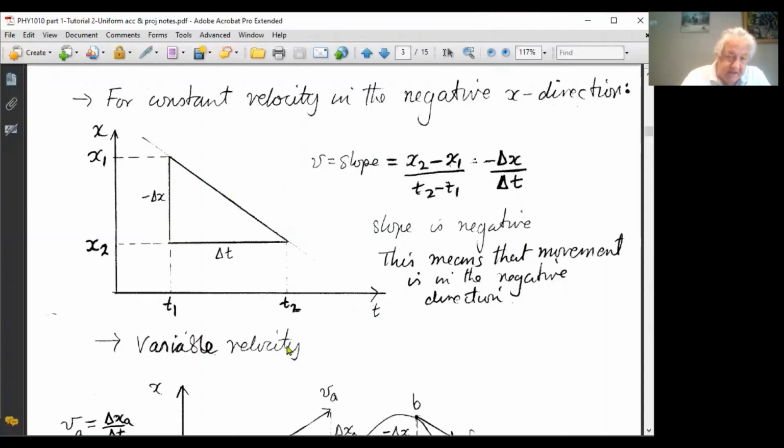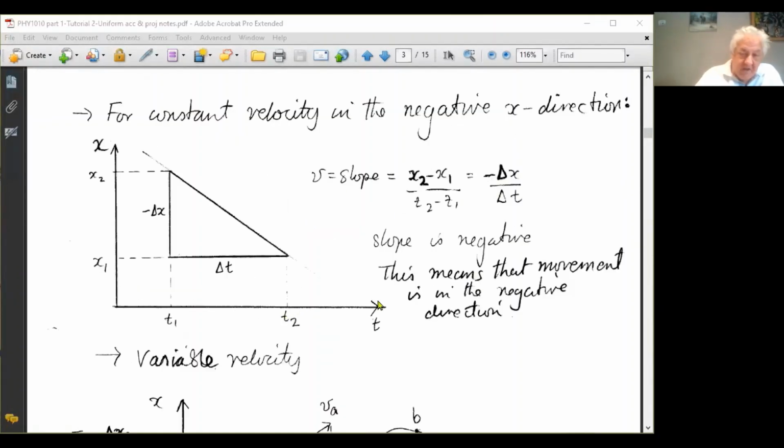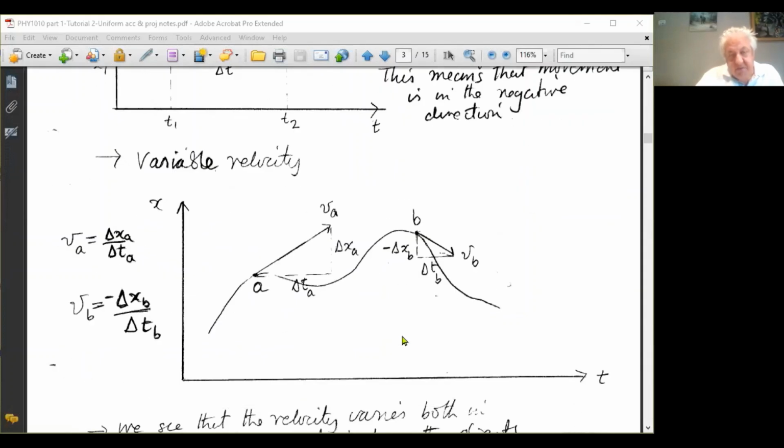Okay, that's the slopes then give us velocity, either positive or negative, depending on the direction. Moving upwards in the positive direction, the velocity is positive. Moving downwards in the negative direction, the velocity is negative, as indicated by the slope. Okay, next consider a variable velocity.